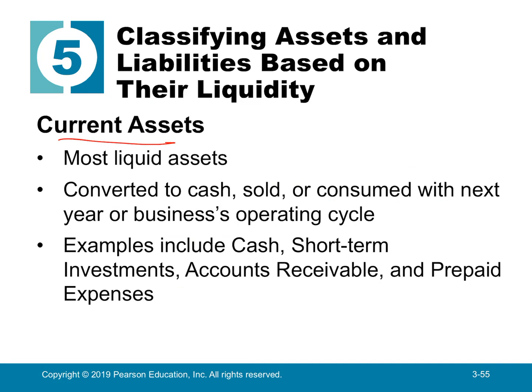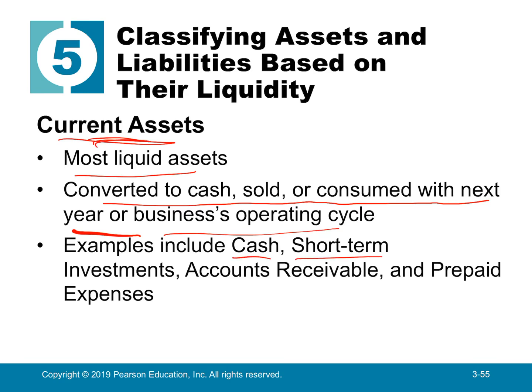So current assets are the most liquid assets. So if we look at current assets, those are the most liquid things. Something that can be converted to cash, sold, or consumed within a year or a business operating cycle. So companies like Boeing that build airplanes, for example, generally have an operating cycle, or from the moment an order is taken until the moment I collect the money from delivering on that order can be more than a year, right? It takes them a while to build the planes and then get the customers to pay. So examples of current assets are things like cash, short-term investments, accounts receivable, prepaid expenses. Those are things that we expect to use up within a year, or we can convert to cash very quickly.